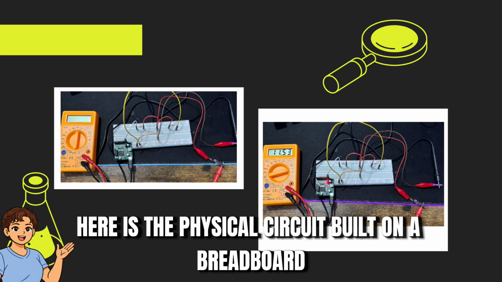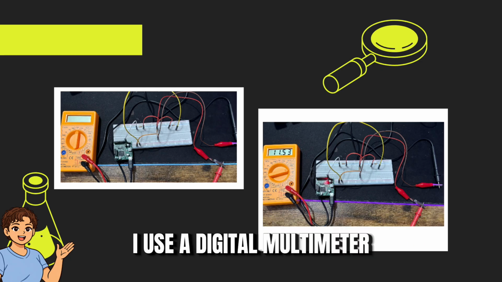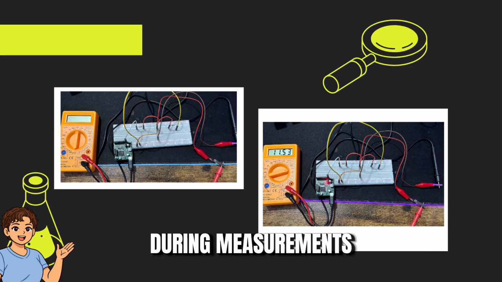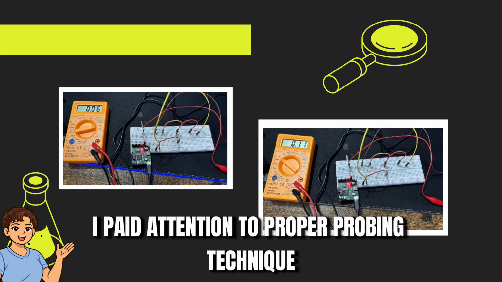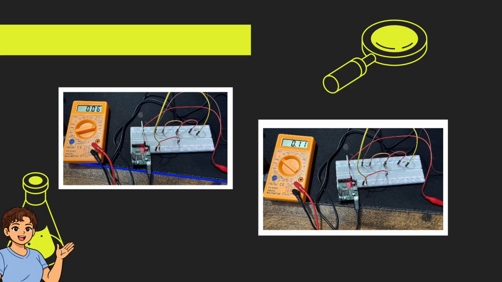Here is the physical circuit built on a breadboard. I use a digital multimeter to measure voltage and currents in the circuit branches. During measurements, I paid attention to proper probing technique, since small contact resistance or loose connections can affect readings.